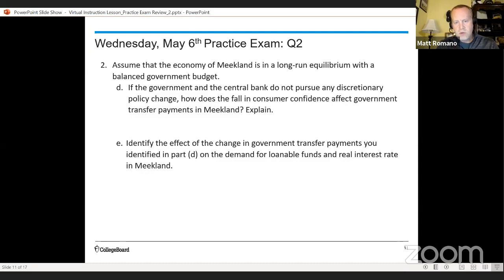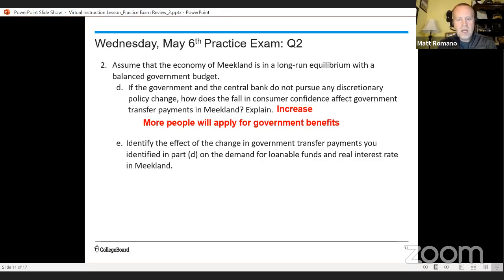All right, so now we have no policy coming in to bring us back to full employment. We know that there was a decrease in consumer confidence, that decreased output, increased unemployment, people are out of work. How can I connect that to transfer payments? Transfer payments are going to increase. Why are they going to increase? You have more people out of work. Those people are going to apply for and qualify for unemployment benefits, unemployment compensation.